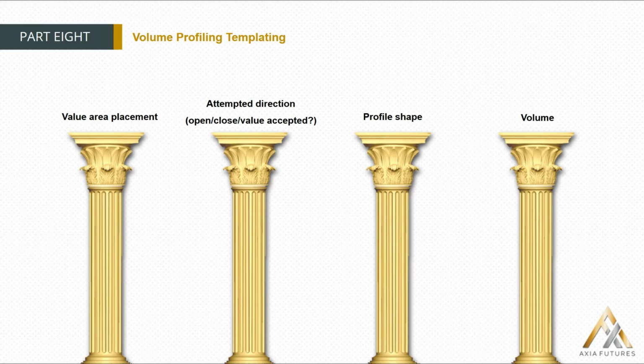We'll then talk, or the template will then show us and talk about profile shape. Have we got symmetry or non-symmetry? Have we got balance or no balance? Are we trending or not trending? And are we showing bracketing or trending type markets? And then volume. Our template will show us a little bit about relative volume, relative ranges, and all sorts of relative statistics that we can utilize.